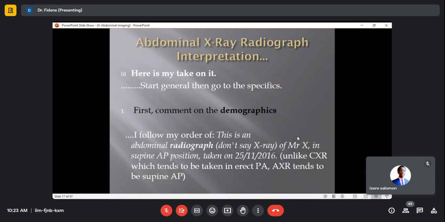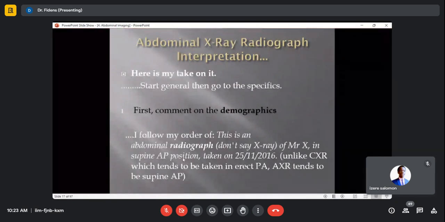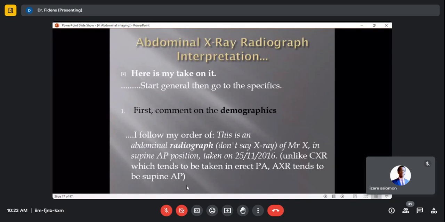Like this is an abdominal radiograph. They say don't say X-ray. Normally we don't. It's not good to use X-ray. It is radiograph, abdominal radiograph of Mr. or Mrs. X, in supine AP position, taken on this date. So those are what you have to recall for identification of the film. Please remember and give it value, identification of the film of the patient.